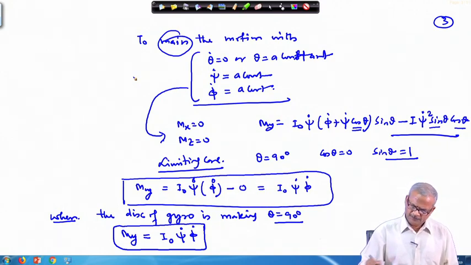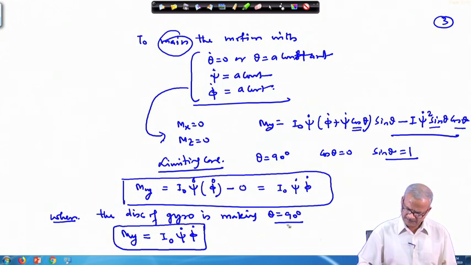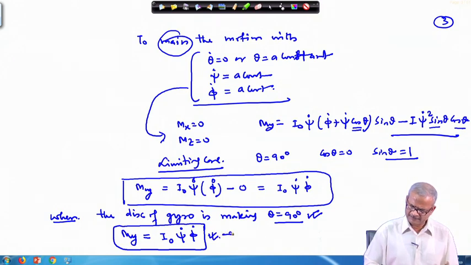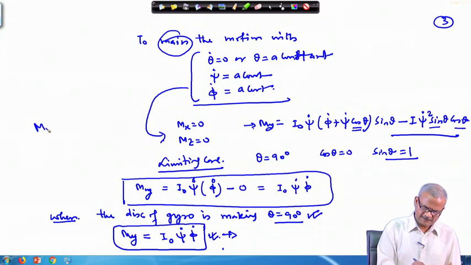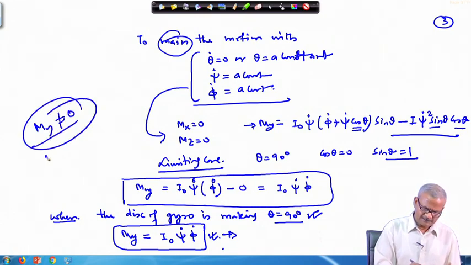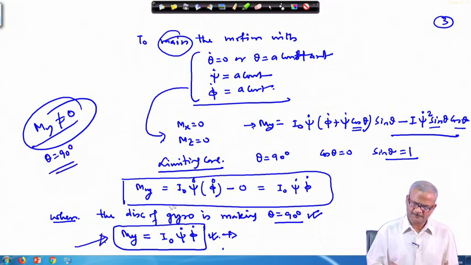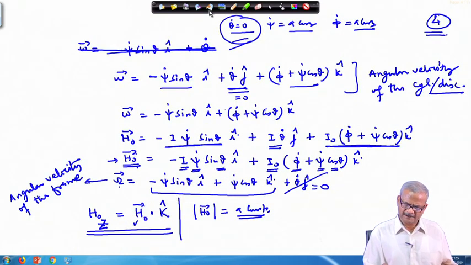Okay, then we looked into the limiting condition, that when theta equal to 0, how the torque will be described. So, it gets a lot simplified in that case. So, m y is present, m y is non-zero, and in that case we are taking theta equal to 90 degree. So, this is the equation that we got. Okay. So, this topic got over in that place.